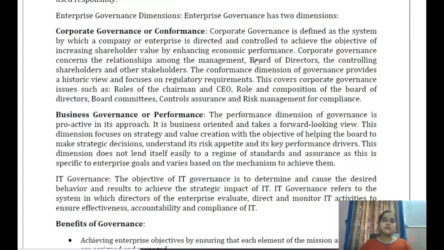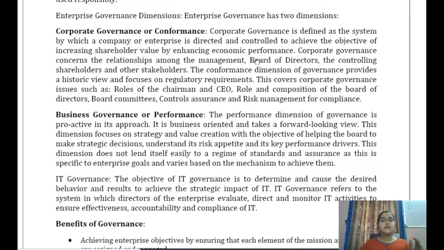So the performance dimension is a proactive approach. It looks at the forward-looking view of the organization's goals and focuses on strategy and value creation, with the objective of helping the board make strategic decisions, understand the risk appetite, and track key performance drivers. Business performance will help the board by taking a forward-looking view to understand what should be the strategy, helps in value creation, helps the board take strategic decisions, helps them understand the risk appetite, and helps in verifying the key performance drivers.